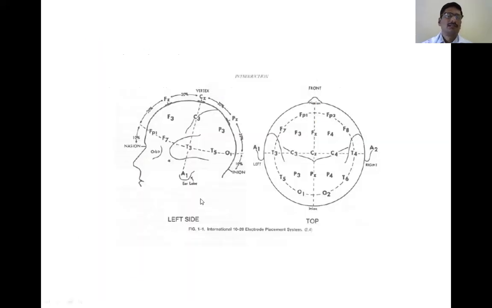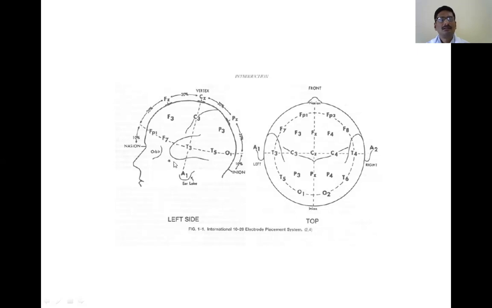So again you can see from Nasion to Inion how the electrodes are being placed. From Nasion, up 10% distance you place the FP1, from there 20% FZ, from there 20% distance CZ, from there 20% PZ, from there 20% O1, and again this is the Inion. This is how along the sagittal area between Nasion to Inion you place these electrodes.